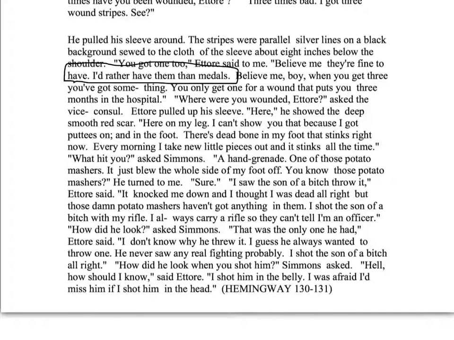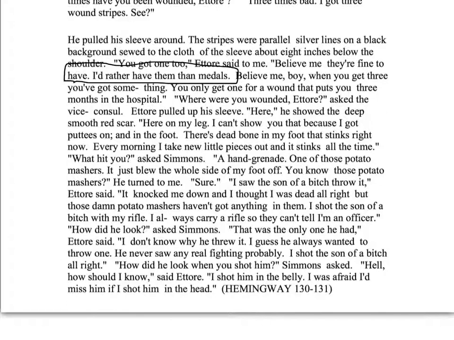"How did he look?" "That was the only one he had," Ettore said. "I don't know why he threw it." He ignores the question. "I guess he always wanted to throw one. He never saw any real fighting, probably. I shot the son of a bitch all right." Again, bragging about his heroism. "How did he look when you shot him?" Simmons asks again. "Oh, I should know. Shot him in the belly. I was afraid I'd miss if I shot him in the head."